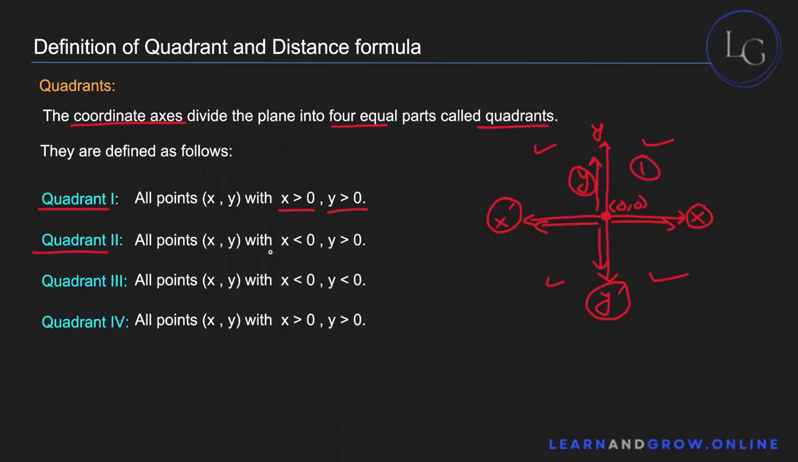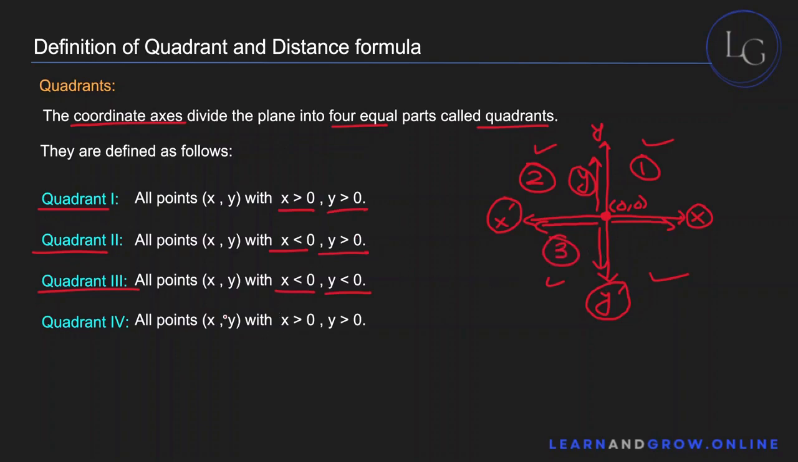Quadrant 2 has negative x values but positive y values, which means it is above the origin, and negative x values mean it's to the left of the origin, which means it's this quadrant. Quadrant 3 has negative x values and negative y values. So negative x values means it's to the left of the origin, and negative y values means it's below the origin, which means it's this one.